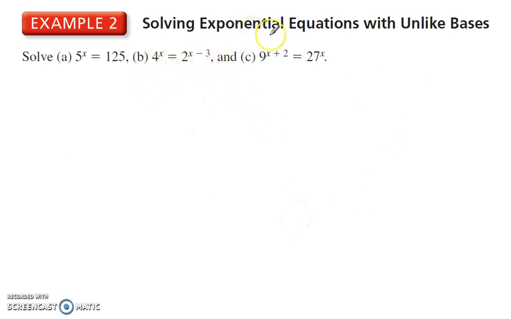Now, if their bases are not the same, my goal is always to find a base that's the same. So I'm going to try to rewrite 125 with a base of 5. So I have 5 to the x is equal to, well, 5 to what power gives me 125? 5 to the third power, right? So I can set that here, 5 to the third power, and therefore x is 3.